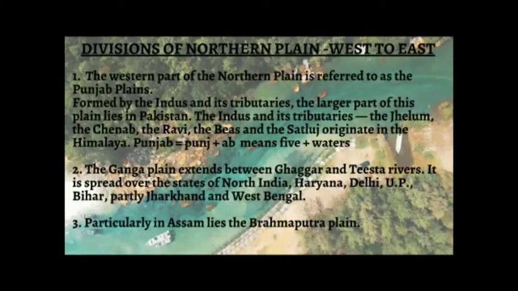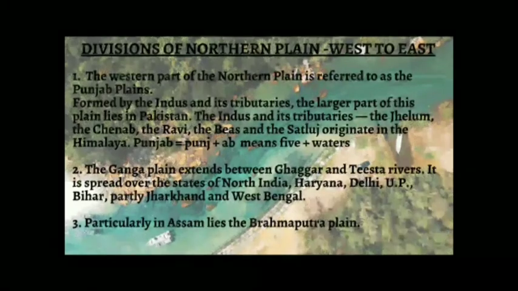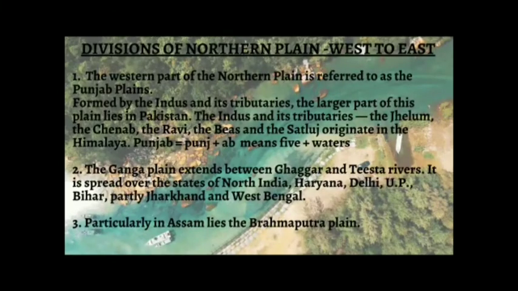These 5. The water of these 5 rivers have made Punjab plain. So it is called Punjab. Panj means 5 and Ab means water. That's why the place is called Punjab.